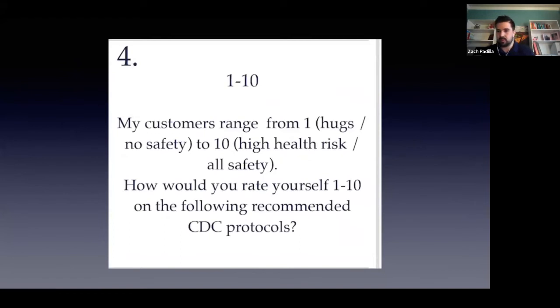1 through 10. So this one's a little bit longer, so I'll give you guys a little bit longer to write this one down. So the 1 through 10 is just evaluating the customer's concerns about the COVID. You're going to run across some people that are a 1, and you're going to run across some people that are a 10. And no matter what, we're just setting the expectations on what our safety level is going to be. So with the 1s, we don't want to shame them or anything like that.